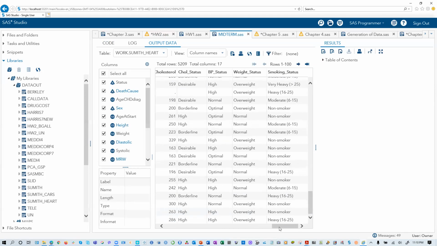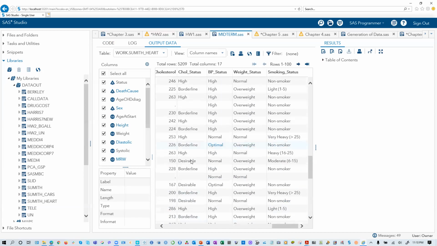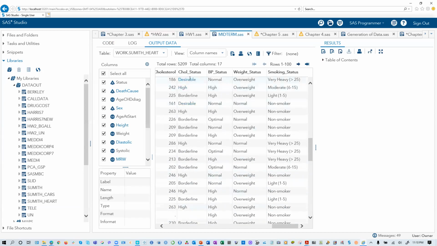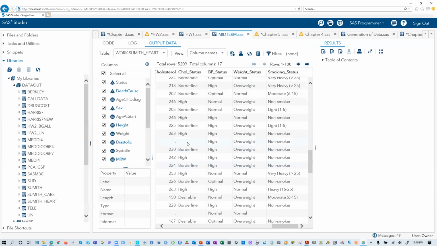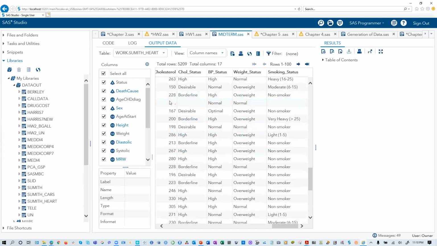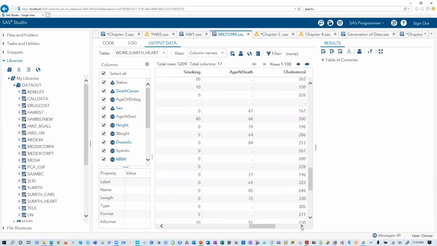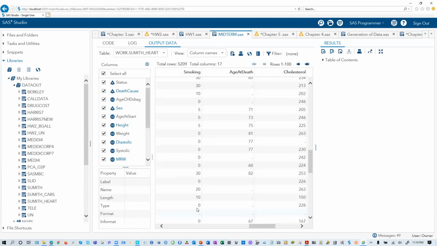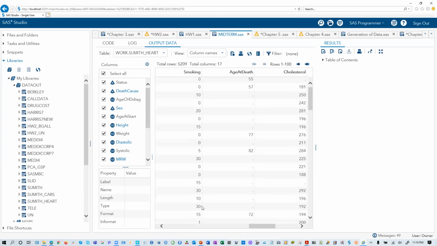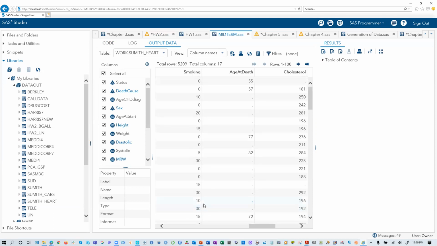Let's see. Not these variables, they were not missing here too. Cholesterol status, sometimes we don't have info. Age at death, the other one, smoking. Missing data, missing data. You have to see what we are supposed to do for the missing data.